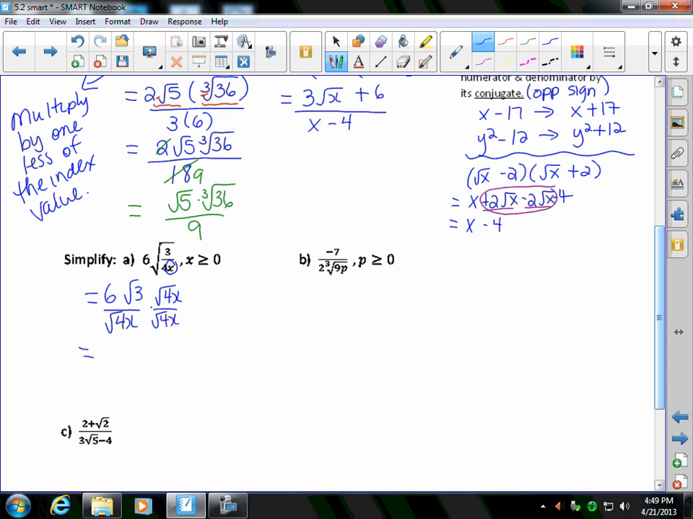So this equals 6 square root 12x all over 4x. Square root of 12x. 12 is the same as 4 times 3. Oops, that should be under the radical. So square root of 4 is a 2. I can't do anything with 3, it doesn't square, and neither does x. So really, this is 6 times 2 square root of 3x all over 4x.